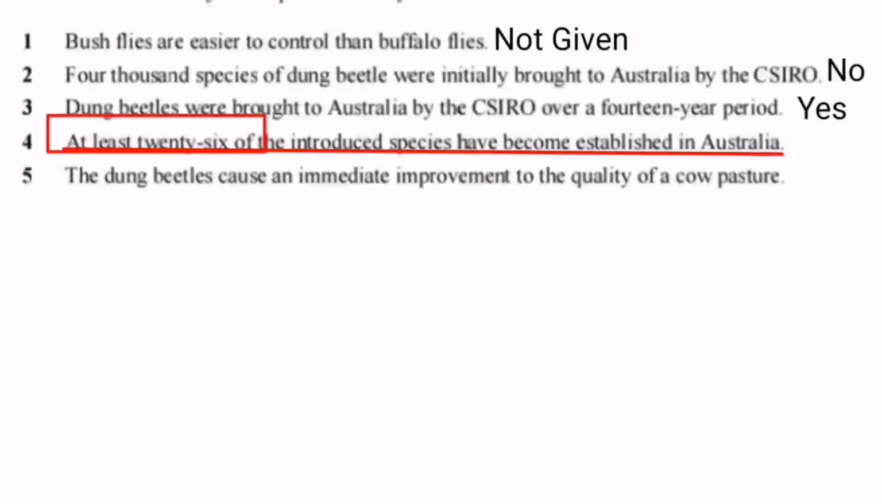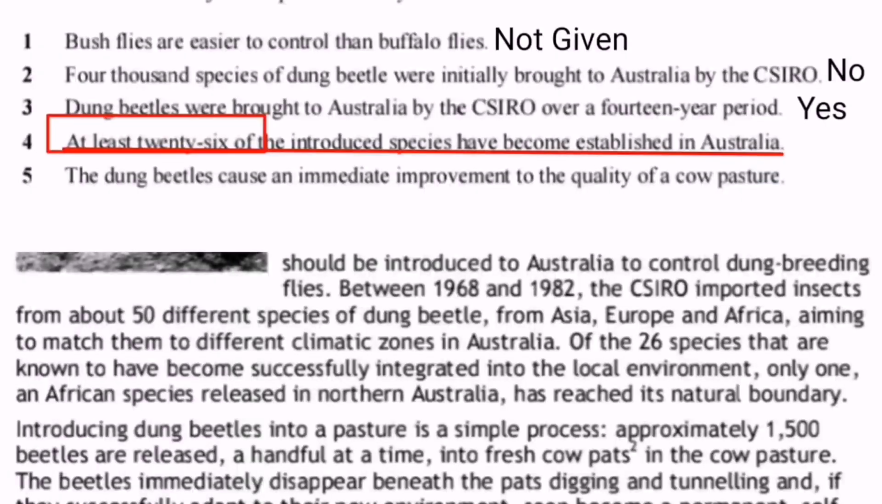Question number 4. At least 26 of the introduced species have become established in Australia. So it means that 26 species which were brought to Australia started breeding or became used to the Australian climate. Introduced means brought to, and as this passage is about dung beetles, the word established means started breeding. 26 species and established in Australia are the keywords. So in the passage, we have to focus on the number of species.